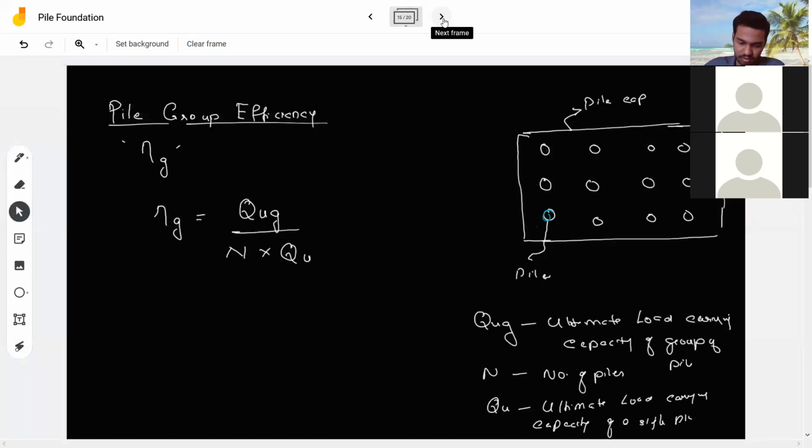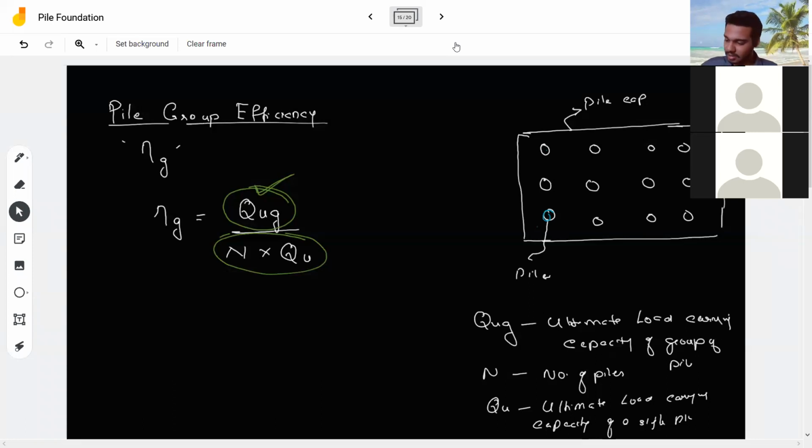One of the definitions in this way, it is the ratio of ultimate load carrying capacity of a pile group to the sum of individual ultimate load carrying capacities of the piles in the group. मतलब I'm just explaining it. There are two definitions. One is it is ultimate load carrying capacity of the pile group to the sum of individual ultimate load carrying capacity. This is your definition number one.